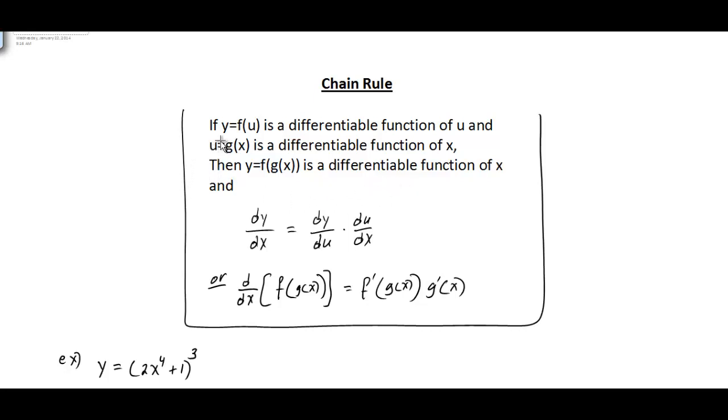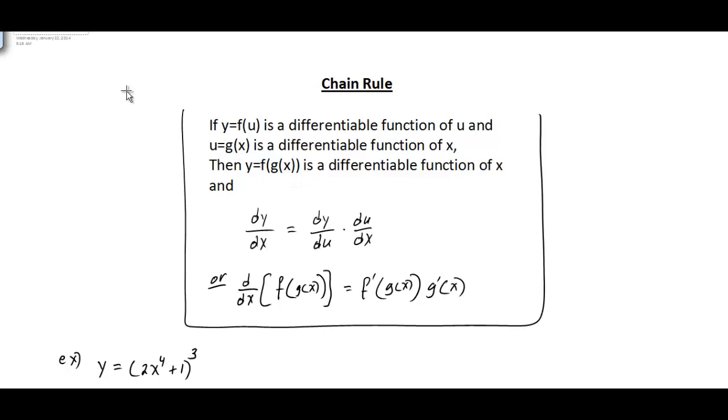Here we're looking at, it says that if y equals f of u is a differentiable function of u and u is equal to g of x. So what we're saying here is u is equal to some other function g, and if that's a differentiable function of x, then that means y is equal to f of g of x.